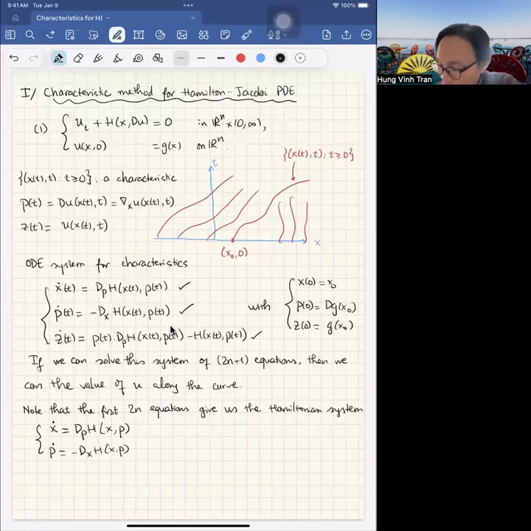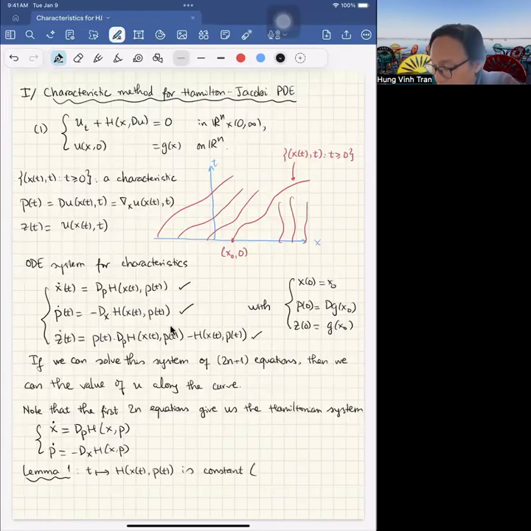Okay, let me not go too much into that, but let me recall very quickly a simple lemma, just a quick recall so that everything is consistent: the map t maps to H of x(t), p(t) is constant. And this means that we have conservation of energy.